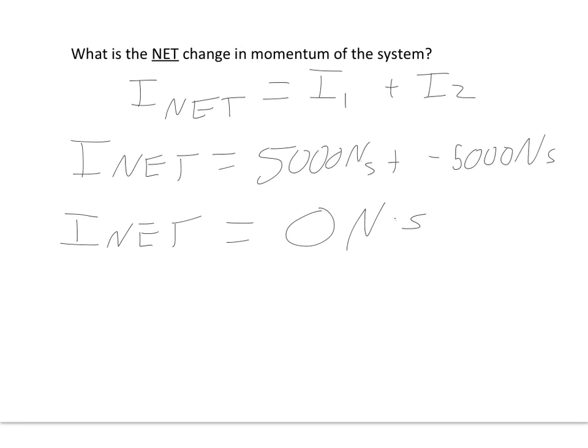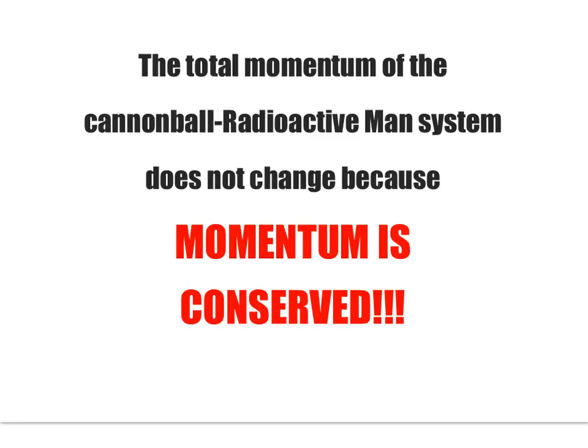Now take a moment and think about what that means. Are you ready? What that solution means is that the total momentum of the cannonball and radioactive man system does not change because momentum is conserved. The total momentum before the collision must be equal to the total momentum after the collision.